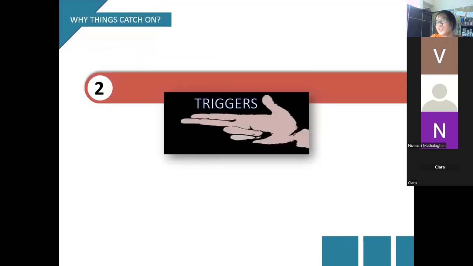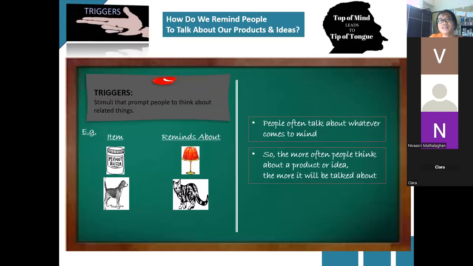So module 2 is triggers. So basically, what is a trigger?